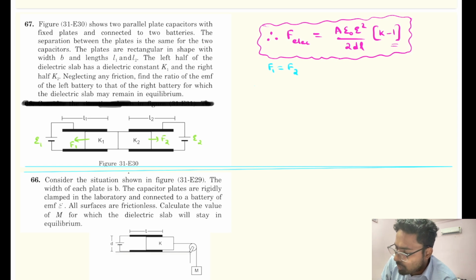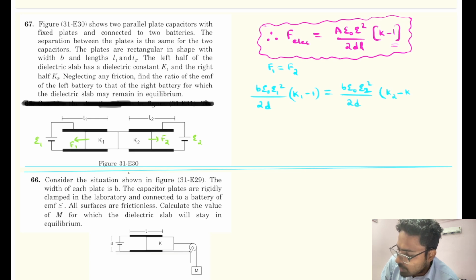Therefore force F1 can be written as follows. As I said, A is the area of the plate. Here the area of the plate can be written as width B multiplied by length L1, and here width B multiplied by length L2. So therefore B epsilon naught E1 square by 2D, because L got cancelled, into K1 minus 1, must be equal to B epsilon naught E2 square by 2D into K2 minus 1.